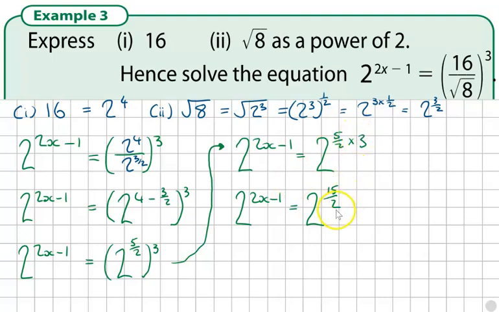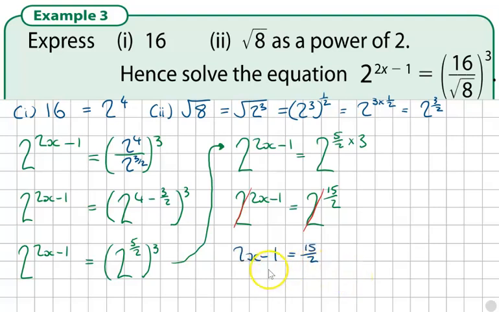Now I can't go any further. I have 2 to the power of something on the left and 2 to the power of something on the right. So I've simplified as much as I can, and now I can cancel the bases. I can cancel out the big 2s. And then I let the powers equal. So I have 2x minus 1 equals 15 over 2.